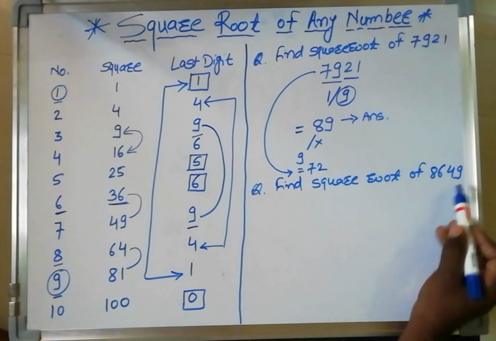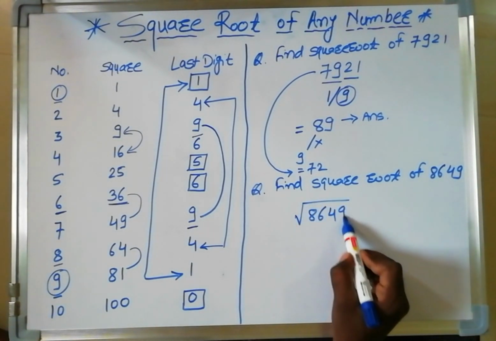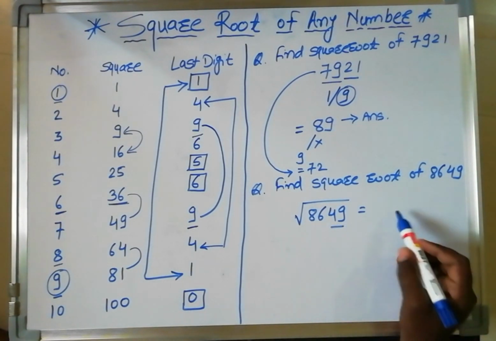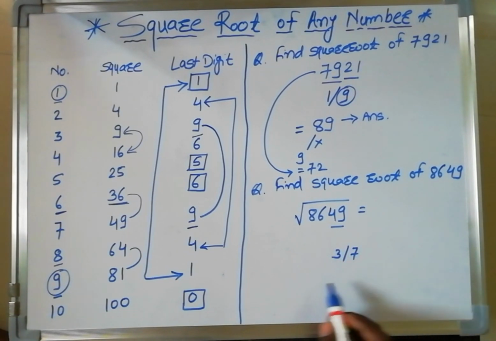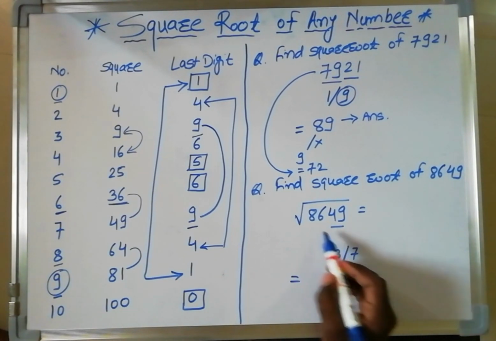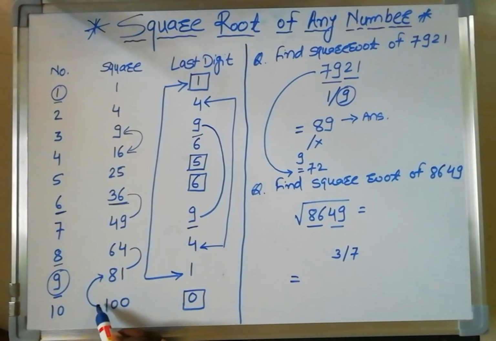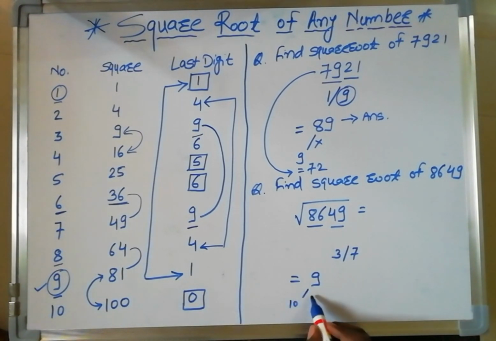Okay. Now next, square root of 8649. The last two digits, 49, mean we have to consider either 3 or 7. Now we have to consider the 86. 86 comes in between 81 and 100. We have to consider what? 9 here. So 9 has 10 as its next number.